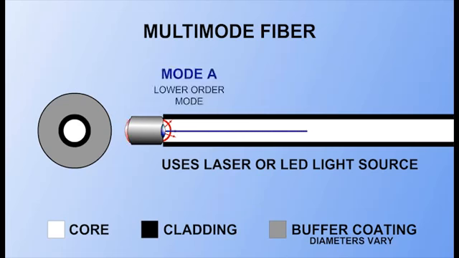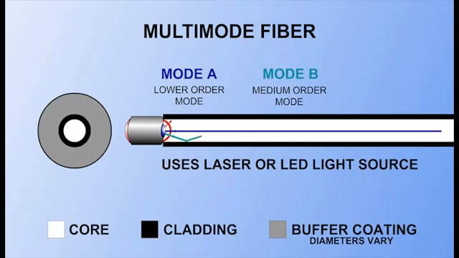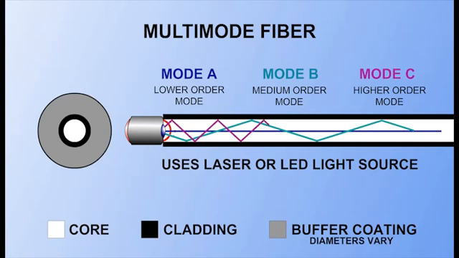If the light wave enters the core at an angle close to 0 degrees, it is referred to as having a lower order mode. As the entering light wave deviates from 0 degrees, the order of the mode increases. The higher the order of the mode, the more the light wave will strike the cladding as it moves down the core. Consequently, a higher order mode takes longer to reach its destination.